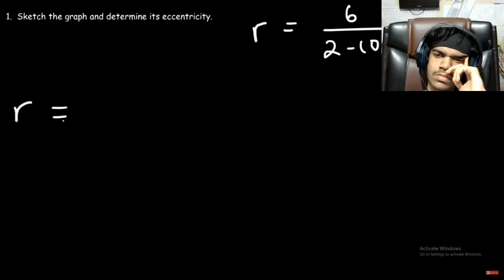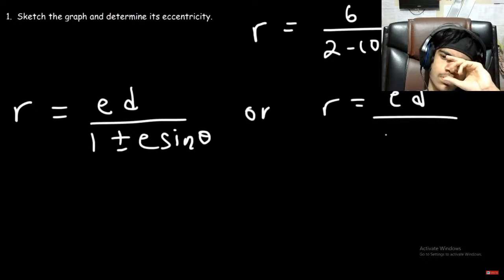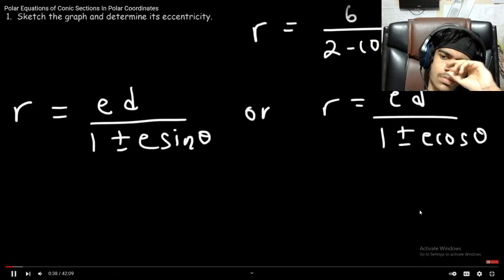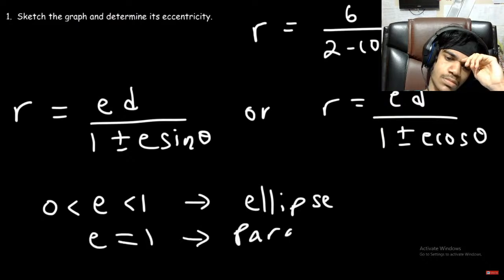Now, there's two forms you need to be familiar with. r can equal ed divided by 1 plus or minus e sine theta, or it can equal ed over 1 plus or minus e cosine theta. e is the eccentricity of the graph. If e is between 0 and 1, then the conic section is an ellipse. If e is equal to 1, then we have a parabola. If e is greater than 1, then it's a hyperbola.